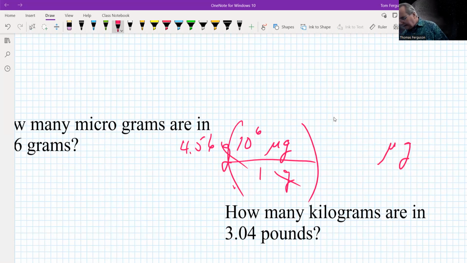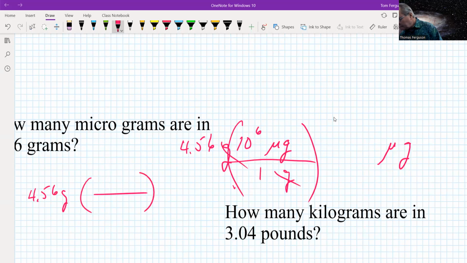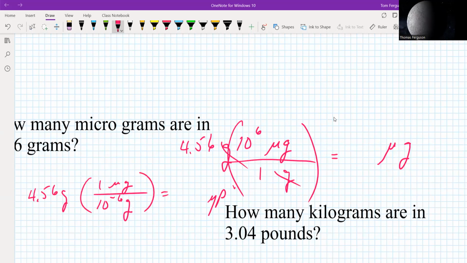Now, the other way we could have done it. Okay, this is the same fraction. So let's do that. Let's do the left one first.